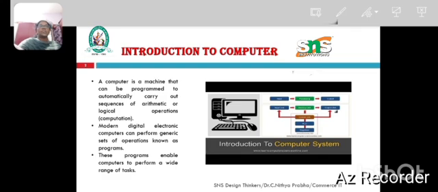Hardware, the physical components of a computer, including the CPU, memory, storage devices, input and output devices and peripherals. Software, the instructions and programs that tell the computer what to do, including the operating system and application programs.